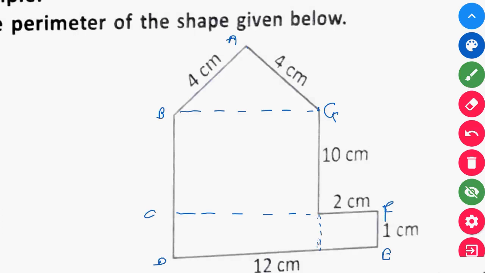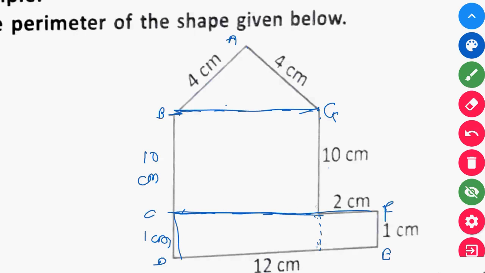Here also we can draw one imaginary line. So see, what is the length of BC? Now you can see this is a rectangle, so width is equal to width and length is equal to length. So BC is 10 centimeter because this is 10 centimeter. CD is 1 centimeter because this is also one rectangle.